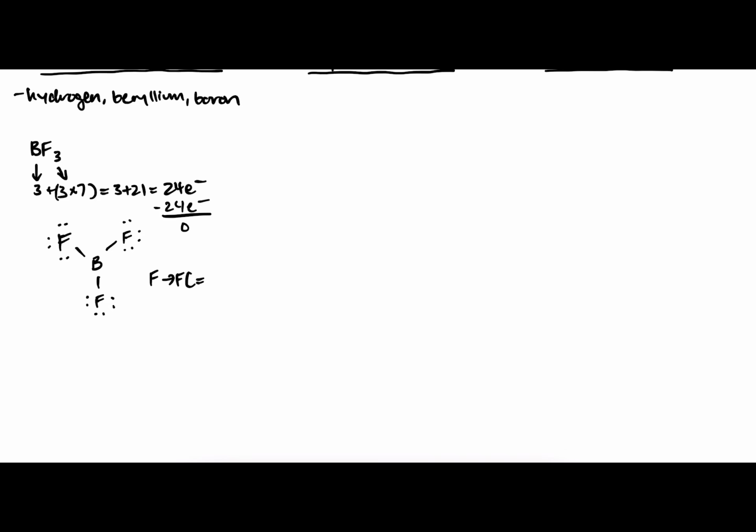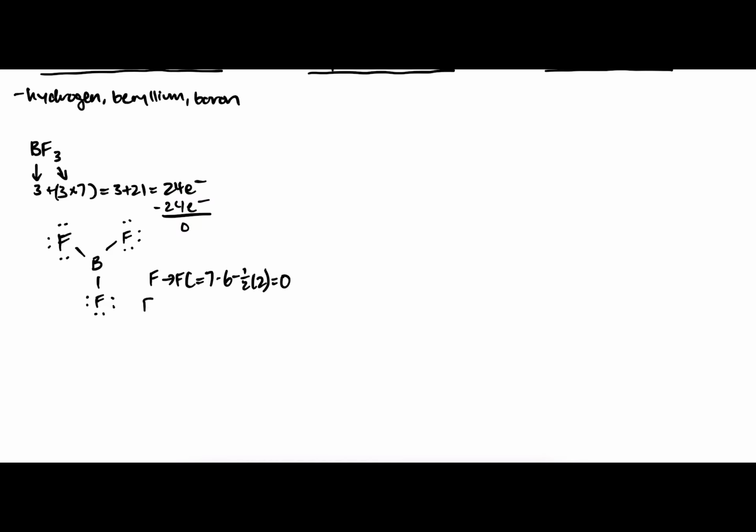Our formal charge is 7 valence electrons minus 6 non-bonding minus 1/2 times 2 bonding. We get 0, so all of our fluorines are happy.